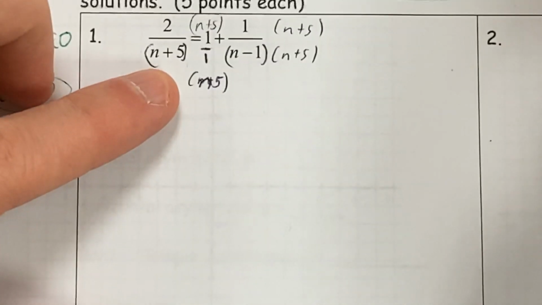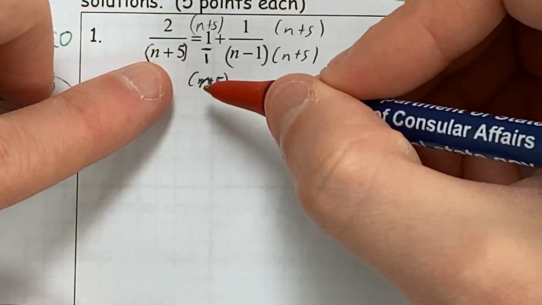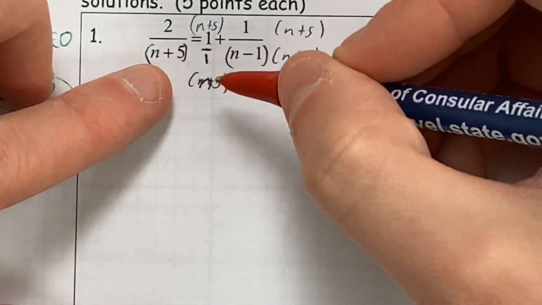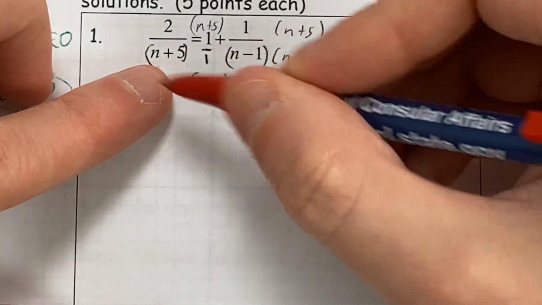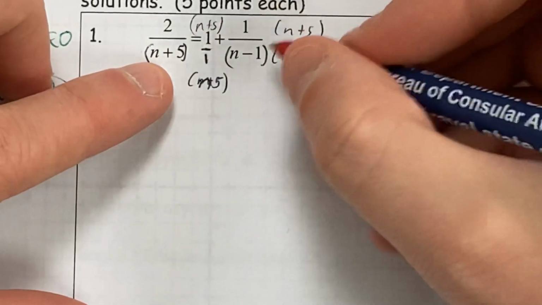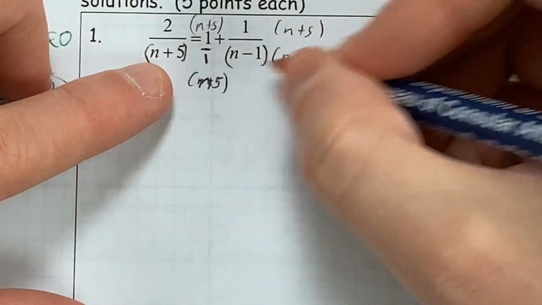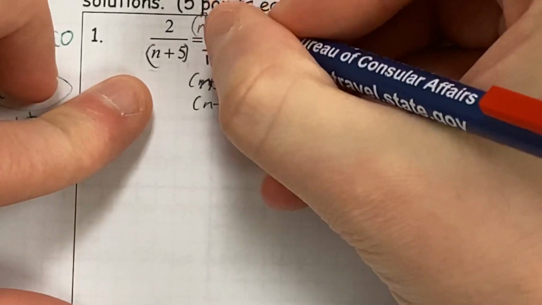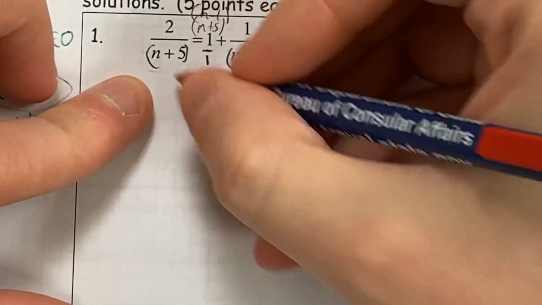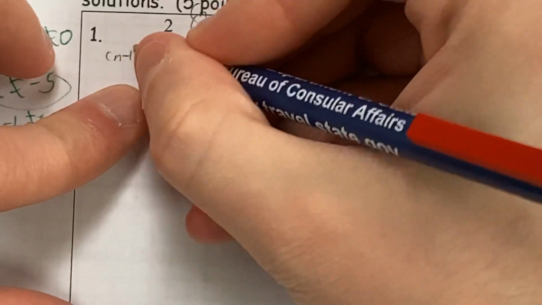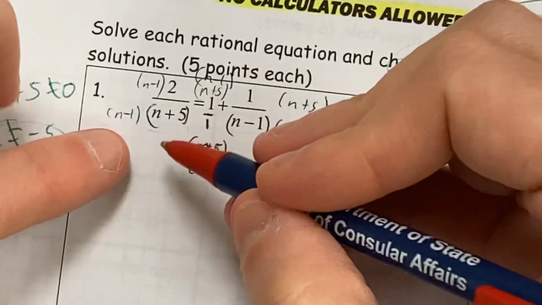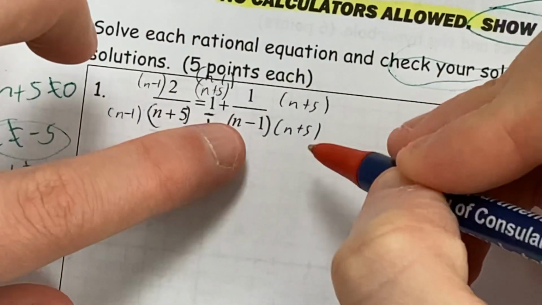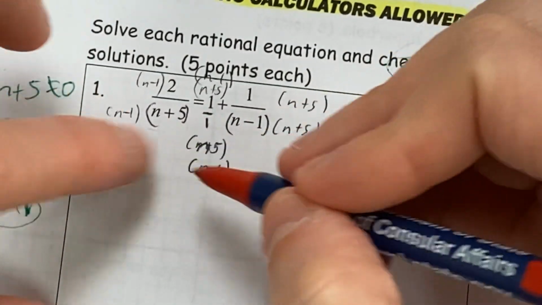Like so. So they all have n plus 5. 1, don't have to worry about that. N minus 1. This one has an n minus 1, but this does not have an n minus 1, so we'll put 1. This does not have an n minus 1, so I'll put 1. Like so. So now they both have n minus 1 and n plus 5 on the bottom.